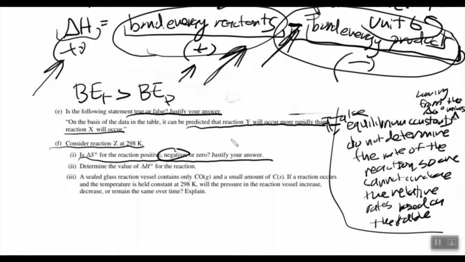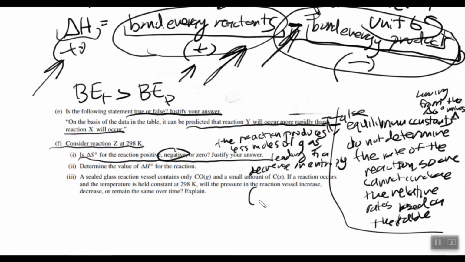Negative because we can say that the system, or the reaction, produces fewer moles of gas, leading to a decrease in entropy.